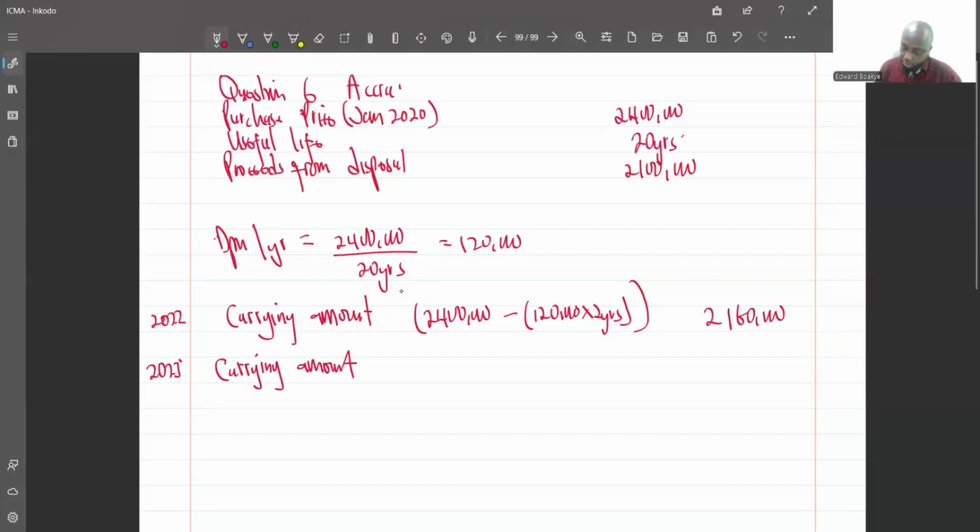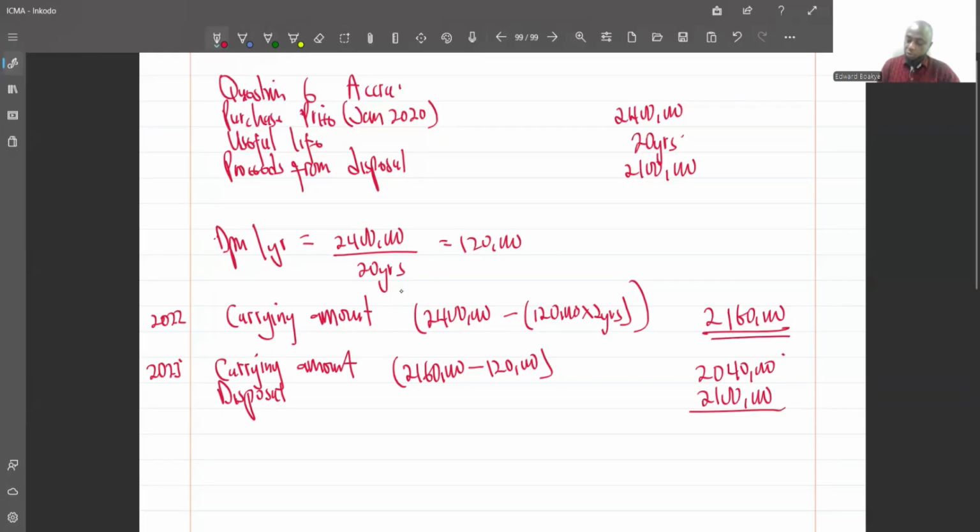So the current amount, we are going to get 2,160,000. Useful life has not changed, so it will still be the same depreciation, minus 120,000. We are getting 2,040,000. So 2,040,000, and it was sold. So disposal. It was disposed for 2.1.